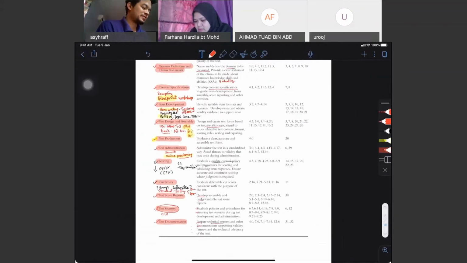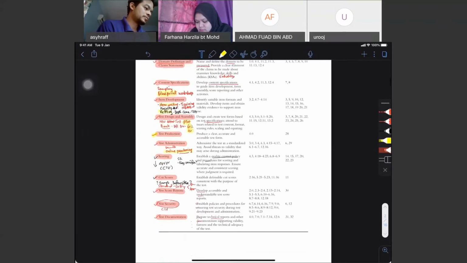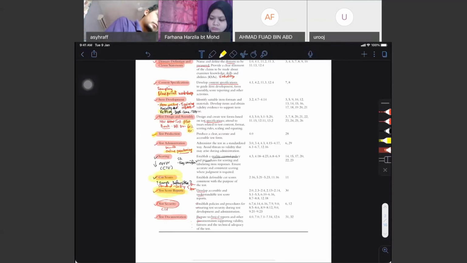We will focus on item analysis. Item analysis is part of test production, is it? No, not production. Item analysis happens after the exam. Then the discrimination index and difficulty index come after the exam. So we will be talking about this in more detail.